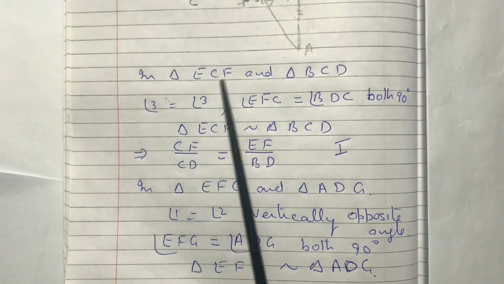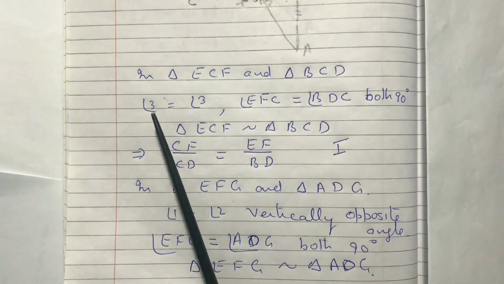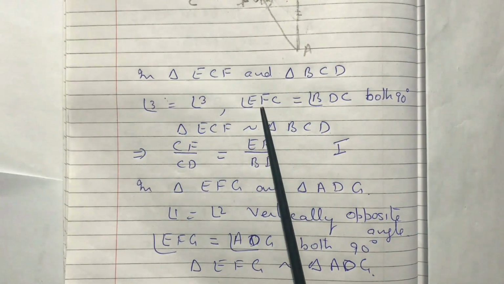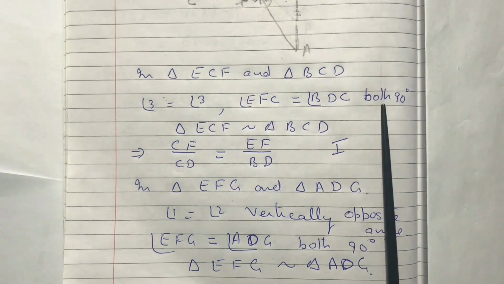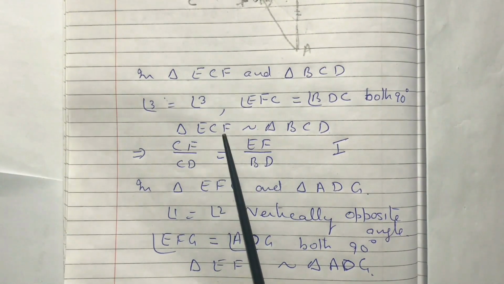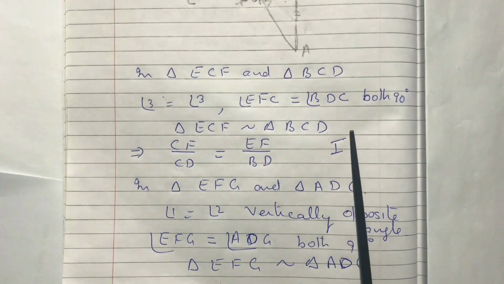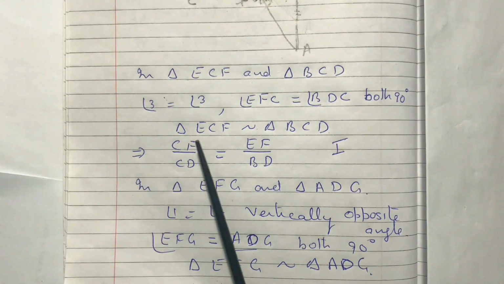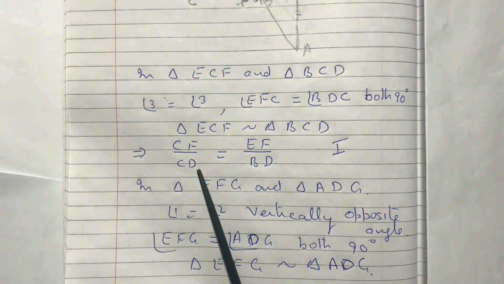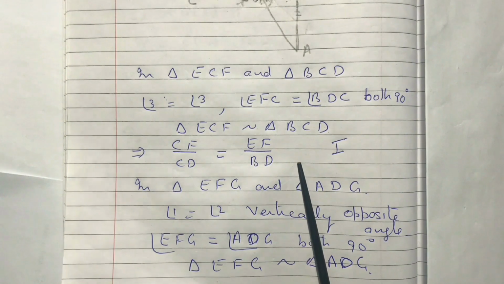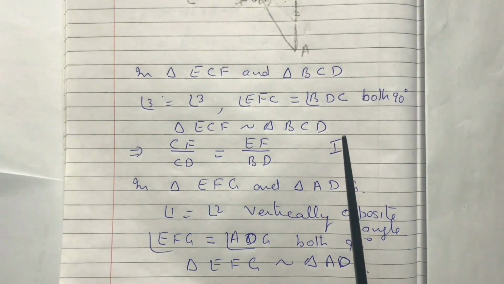Now in triangle ECF and triangle BCD, angle 3 is equal to angle 3, EFC is equal to angle BDC, both 90 degrees. So triangle ECF is similar to triangle BCD. So sides are proportional. CF upon CD is equal to EF upon BD. So this is our first case.